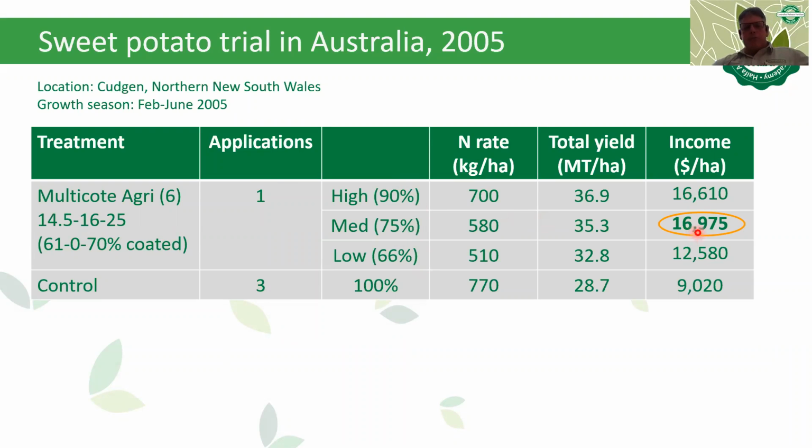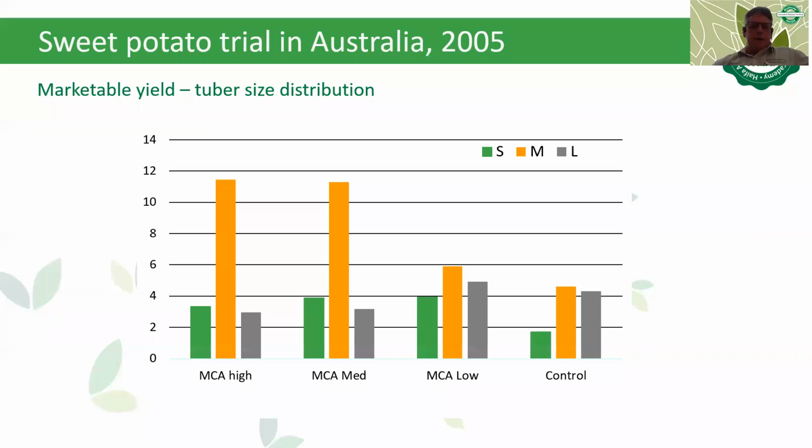And at 75% was the best income per hectare, obviously the best cost ratio. But you can see that at the 90%, we still improved yield. And basically, it again comes back to marketable yield. Where's the money? And the money is in the medium size, not in the large, which is the gray line. So you're in the mediums, and in the smalls, you're getting good prices. And that's why we got such a high increase in income there.